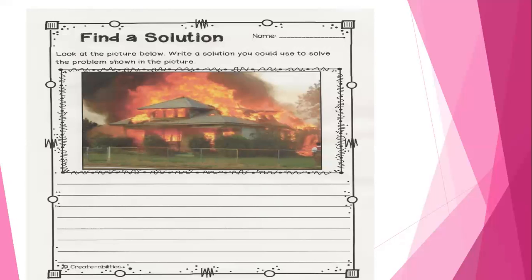So here's an example that we're going to do. The title says find a solution. I want you to look at the picture below and write a solution you could use to solve the problem shown in the picture. So in the chat box, if you want to send it to me privately, I would like you to type a solution to this problem that is shown in this picture.